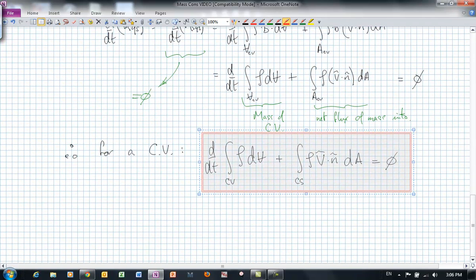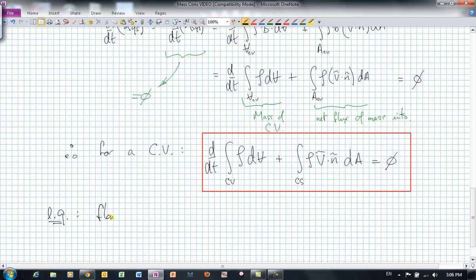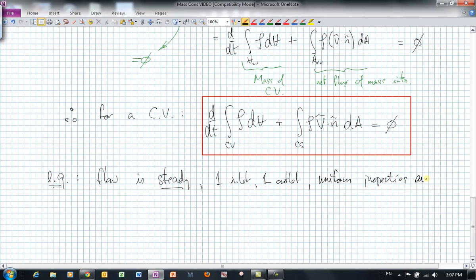Okay. All right, very quickly, let's look at the general case when the flow is steady. We have one inlet, one outlet, and we have uniform properties across both the inlet and outlet.